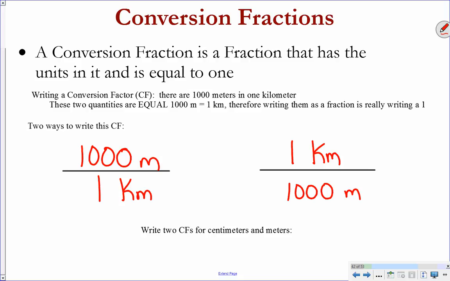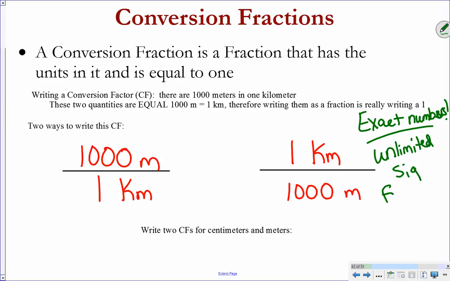I do want to make a really important note here in terms of significant figures. With a lot of conversion factors, especially metric conversion factors, these are exact numbers. This is going to be the case most of the time, and this means we have unlimited sig figs. So when you're actually doing math with these, the conversion factors themselves are not what are going to be limiting the sig figs in your answer.